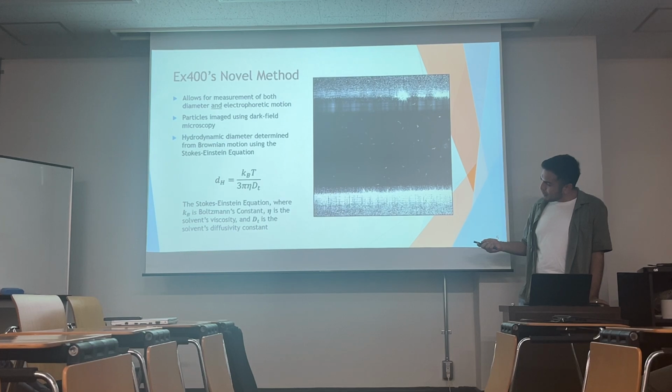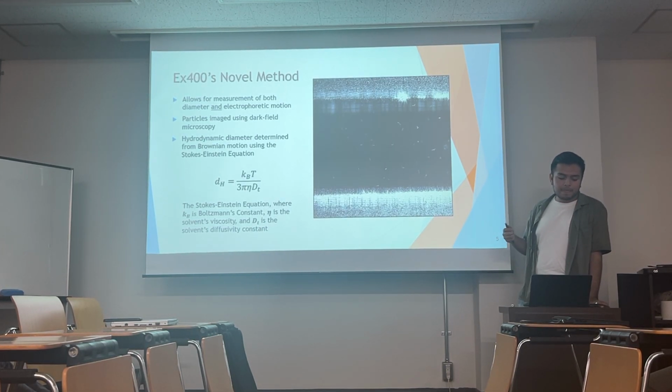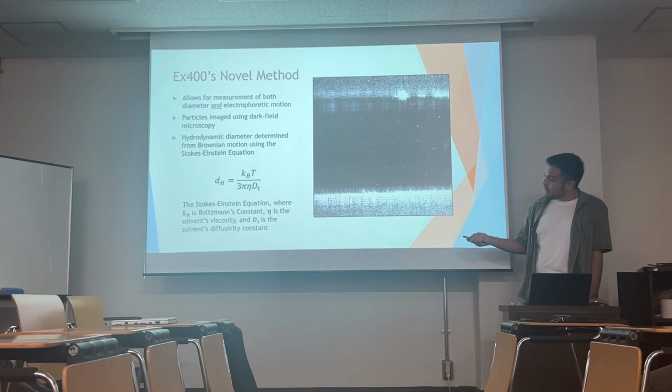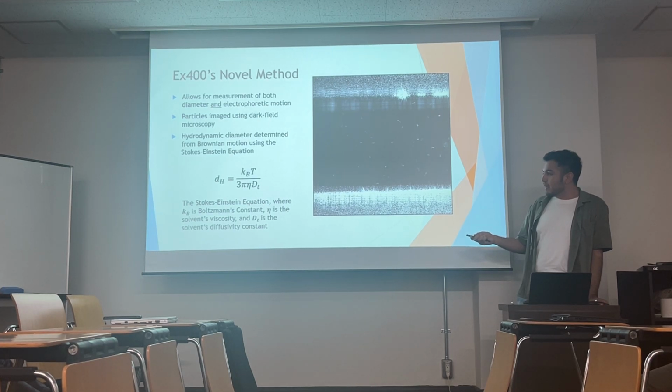I have over here the Boltzmann constant, multiplied by temperature, divided by 3 pi. That right there, which looks like an N, that is the Greek symbol eta, which is the solvent's viscosity, and this is dt, which is the diffusivity constant.